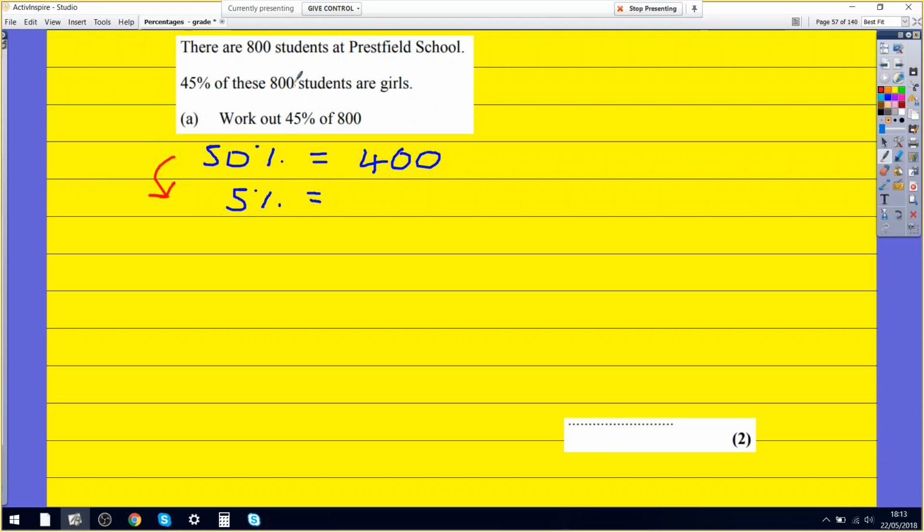45%, but percent is to do with proportion, and so you can only use multiplying or dividing. And so using only multiplying or dividing, how do you go from 50 to 5? Divide it by 10. Yeah, and so to keep both sides equal, you divide this by 10 as well. So 50% is 400, that'd be 40. So 5% is 40. Yeah. And so how do you get 45%?